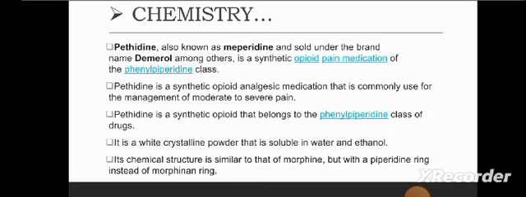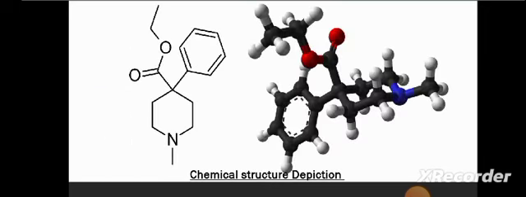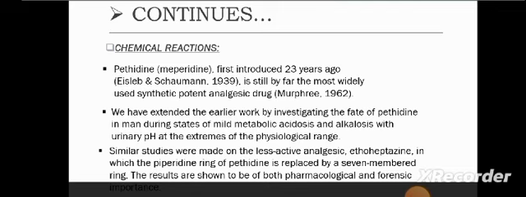It is basically a white crystalline powder that is soluble in water and ethanol. Its chemical structure is similar to that of morphine, but with a piperidine ring instead of a morphine ring. The piperidine ring is a heterocyclic amine consisting of five methylene bridges and one amine bridge. Here you can see the chemical structure of pethidine and also the chemical bonding between atoms.